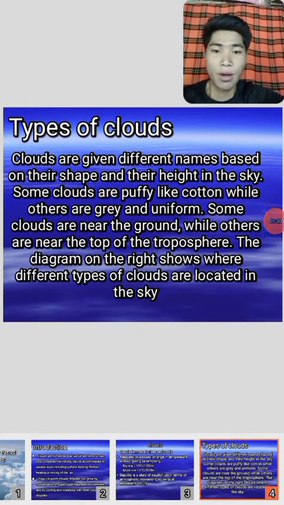So, types of clouds. Clouds are given different names based on their shape and their height in the sky. Some clouds are puffy like cotton while others are gray and uniform. Some clouds are near the ground while others are near the top of the troposphere. The diagram on the right shows where different types of clouds are located in the sky.